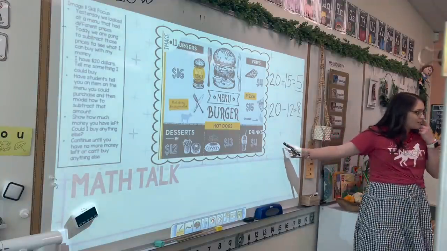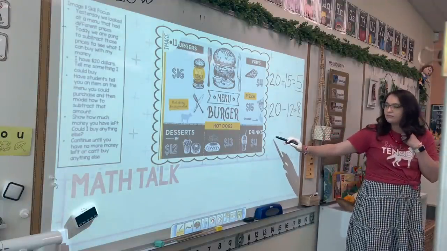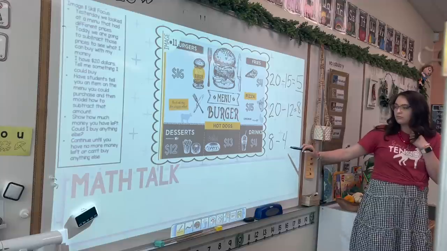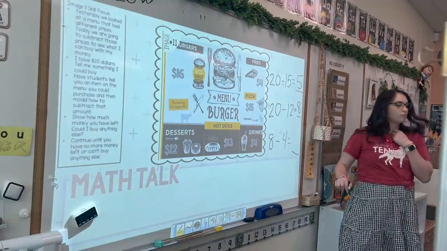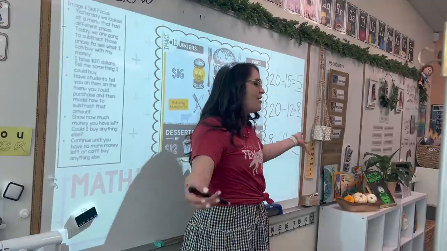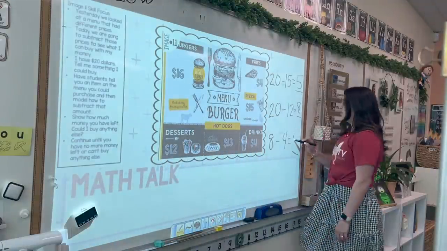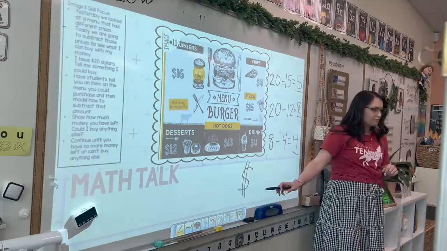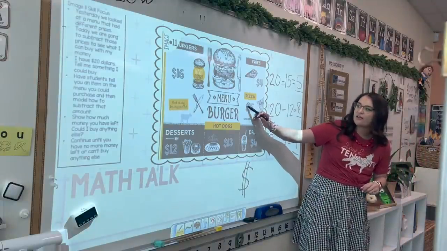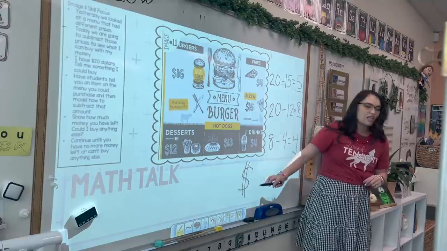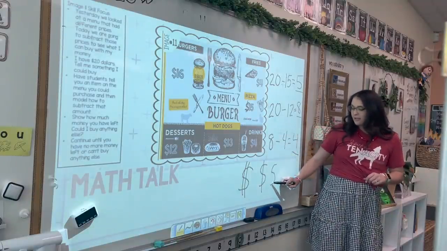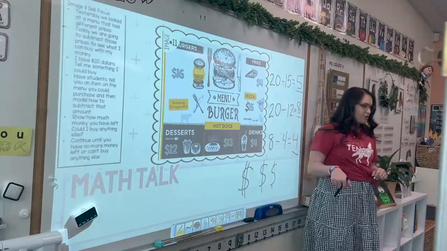What would my number sentence be? 20, 8... minus four. I want you to figure it out and show me on your fingers how many. How much money do I have left? $4. It's the dollar sign, right? Sometimes it looks like this. This kind of looks like the letter S. It can look like this, or it can look like this. Sometimes it looks like this, but that's all the dollar sign, okay?